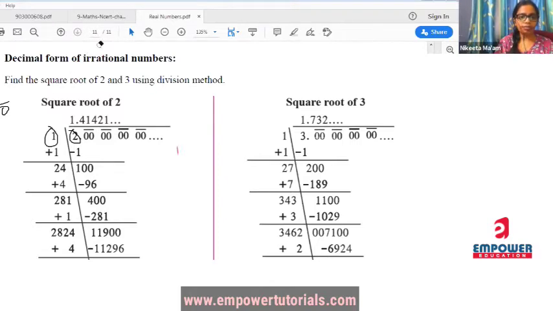Now look at this number. It is slightly different from our normal division method. If we are taking 1 over here, we are going to multiply it by 1 only. So 1 into 1 will be 1. Now, if you see, there are two sides over here, one on the left-hand side and one on the right-hand side. On the left-hand side, we are going to add this number, and on the right-hand side, we are going to do the subtraction that we do in the normal division method.